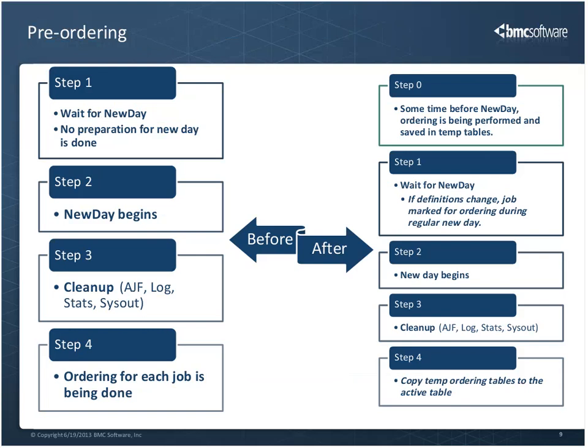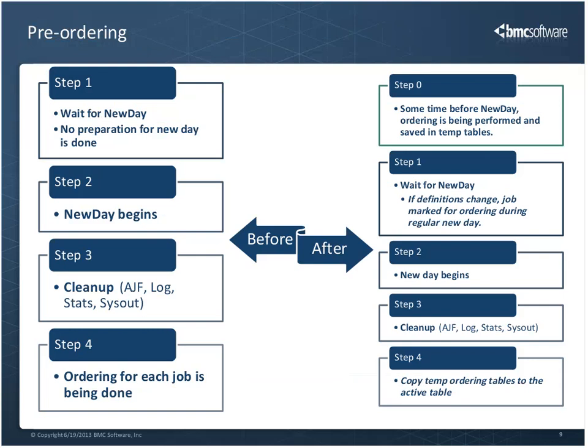I'm going to hop over to a quick chart showing what we've done. Before FixPack 1, nothing is done before New Day. When New Day happens, we do the typical things we do. We start with the cleanup of the active environment, the control-M logs, the statistics, and the sysout on the agents. And then jobs are ordered for our daily run, our user daily system.